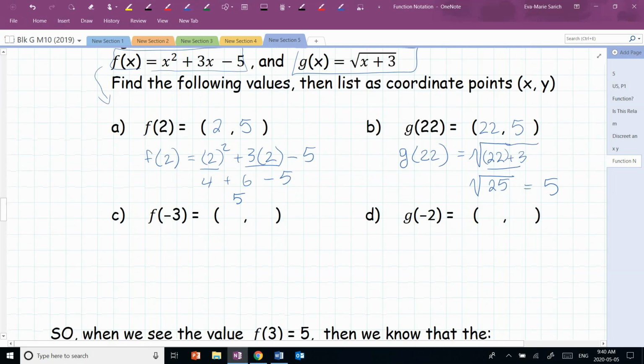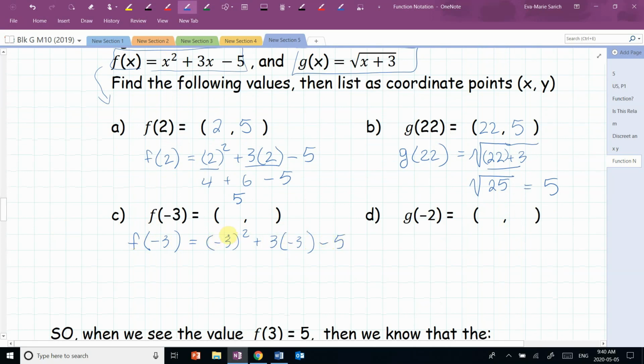Okay. Let's do a couple more of these. So f of x at -3 means we're going to substitute -3 in where the x is. So (-3) squared plus 3 bracket -3 minus 5. Just simply use a bracket to substitute.